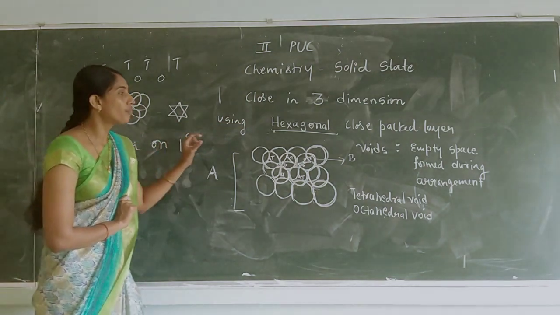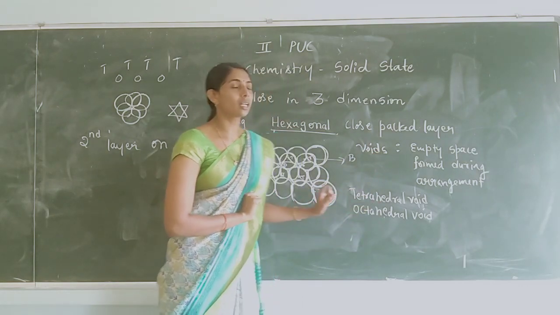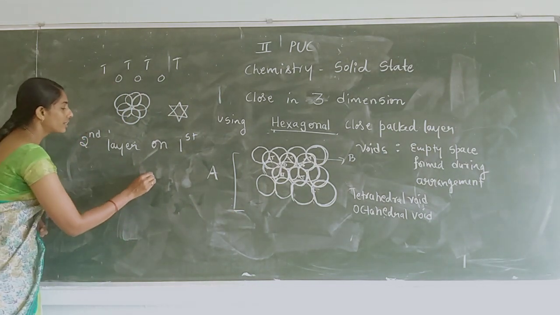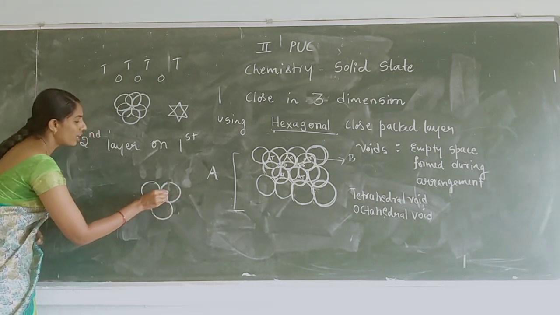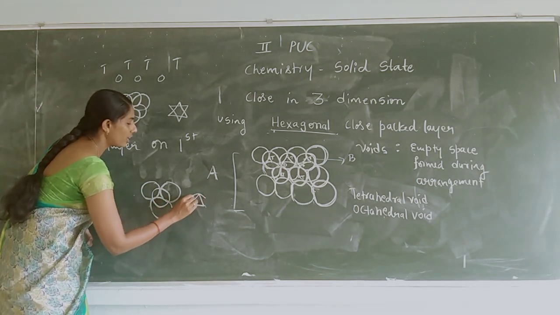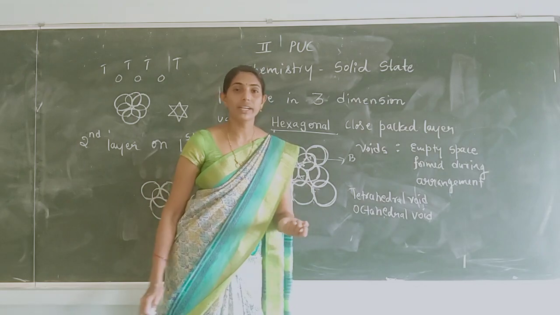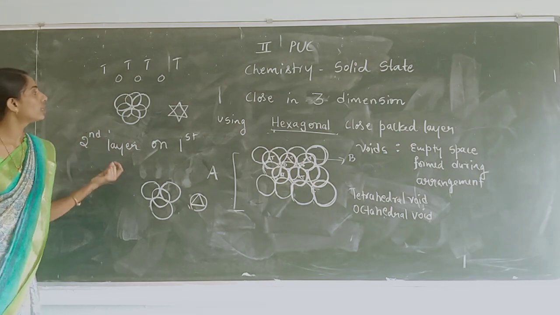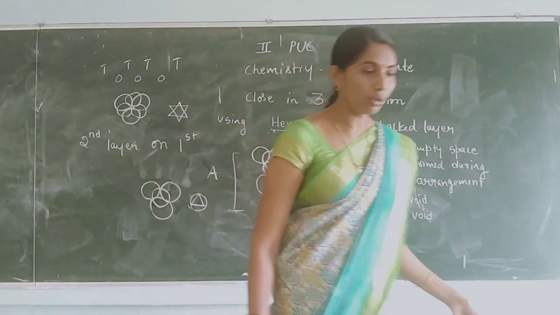So during that, different types of voids are generated. One is a tetrahedral void, one more is the octahedral void. What do you mean by the tetrahedral void? Tetrahedral void means when the triangular void of the first layer is covered by the spheres of the second layer, it is usually called a tetrahedral void. And one more is the octahedral void. Octahedral void means when the triangular void of the first layer is covered by the triangular void of the second layer, the void generated is called as what? Octahedral void. I'll show you with the model.